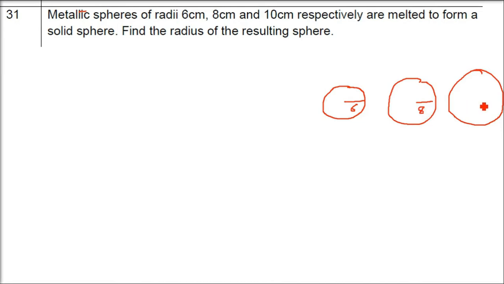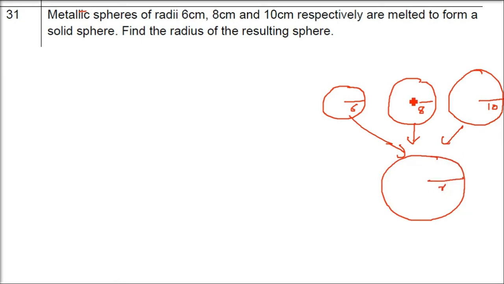It's like a cricket ball or a football. Not football, football is hollow from inside. So 6, 8, 10. It has to be full. Now they are melted and combinedly a solid sphere is being made. What is the radius of this?